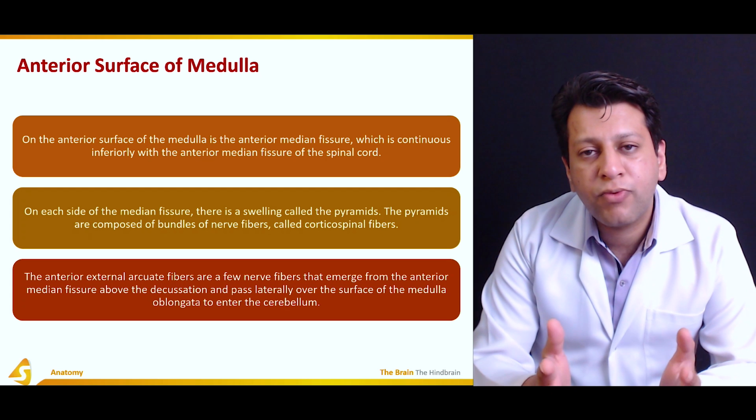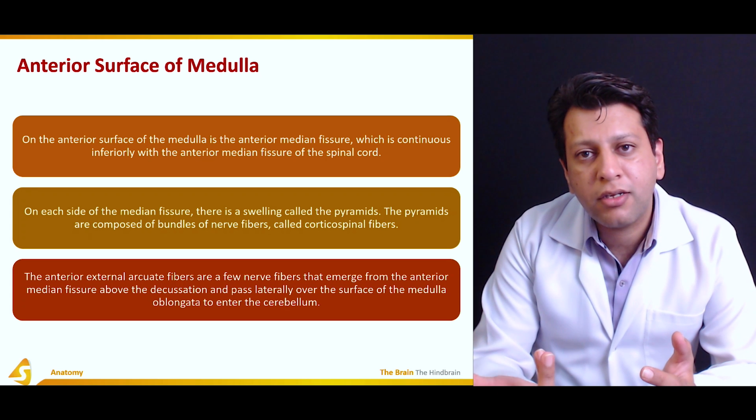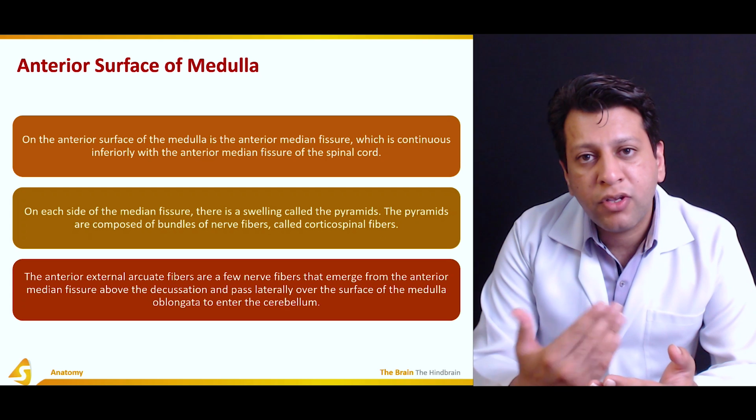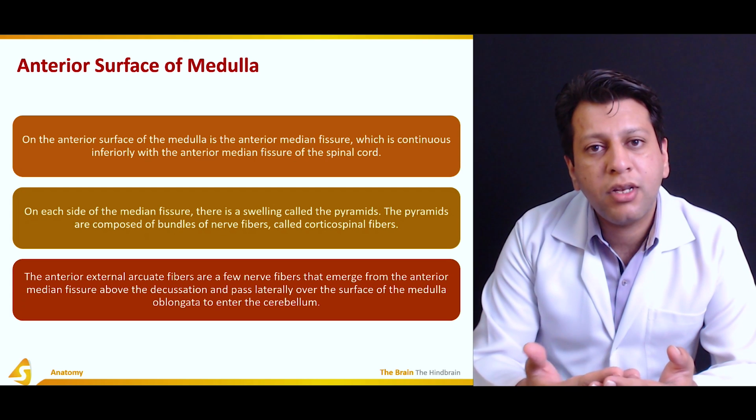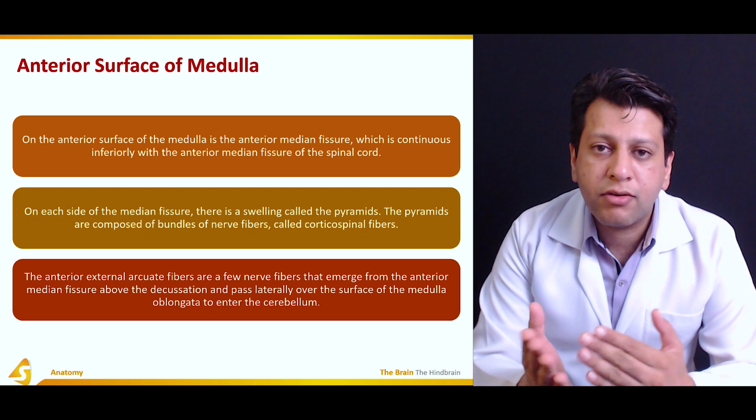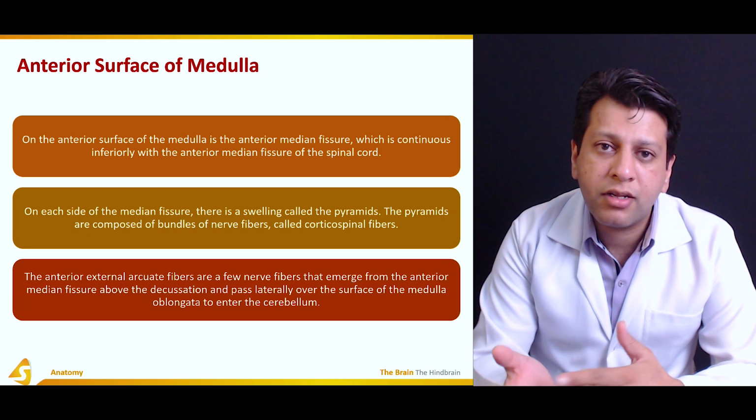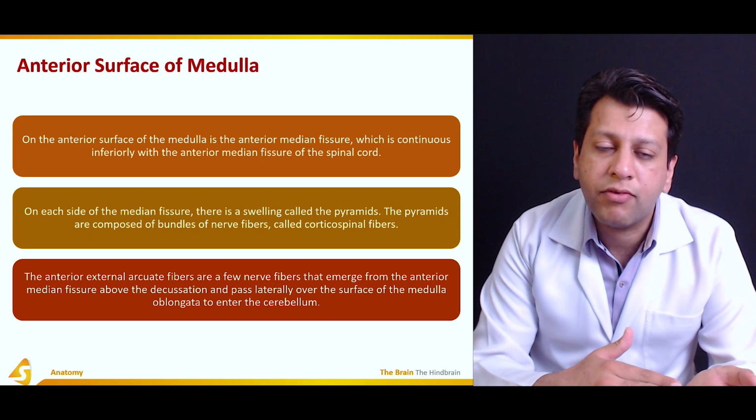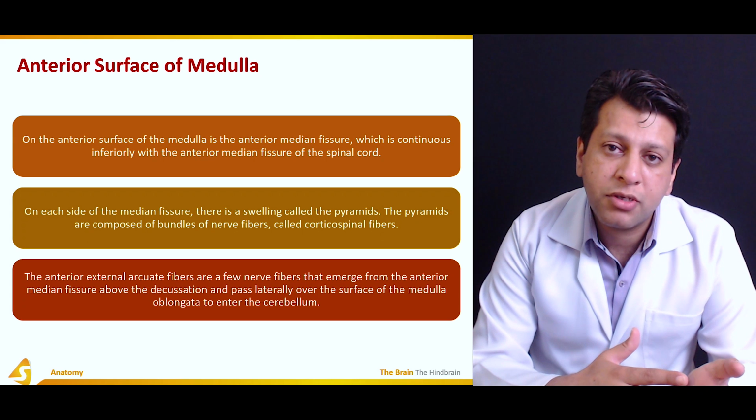Those fibers which have arisen from the right cerebral cortex will eventually go and synapse toward the left half of the body. And those which have arisen from the left side are eventually going to synapse to the right half of the spinal cord.